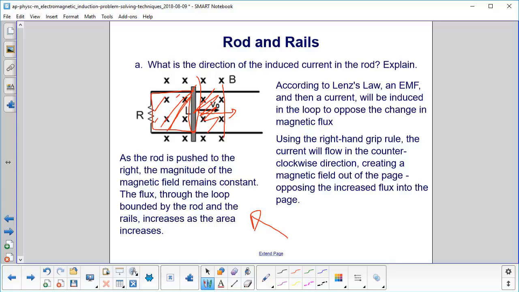So use the right-hand grip rule. That indicates the current will flow in the counterclockwise direction. And why is that? Well, it wants to oppose the increasing flux into the page, so it will generate a magnetic field out of the page. So if you put your thumb here, right-hand grip rule, it shows that inside your loop, you'll have a magnetic field coming out of the page. So what kind of direction is this? This is counterclockwise. And again, you don't worry about the induced magnetic field out here. You just worry about this one inside the loop.